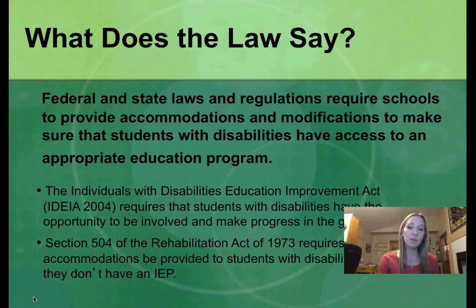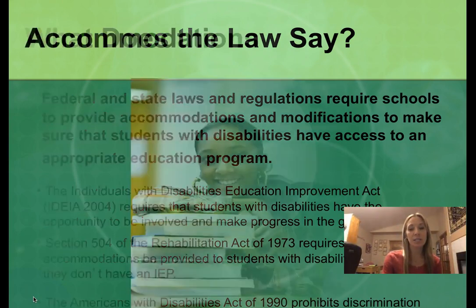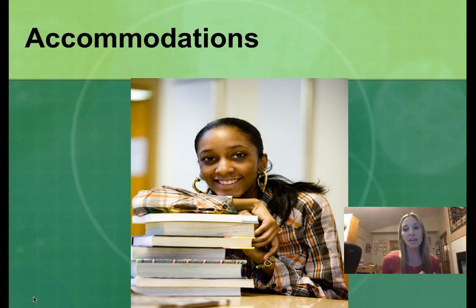Section 504 is another component that also protects students with disabilities. So if you qualify for a 504 plan from Section 504 of the Rehabilitation Act, then you can have a 504 plan, and that might include providing those accommodations, even if a student does not have an IEP. The Americans with Disabilities Act of 1990 prohibits discrimination against any individuals with disabilities as well. So we're talking about IDEA, 504, and the Americans with Disabilities Act.